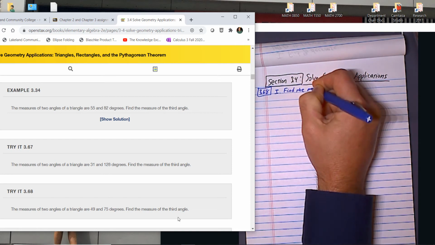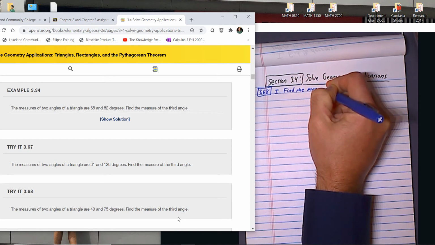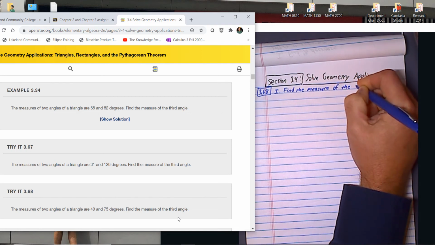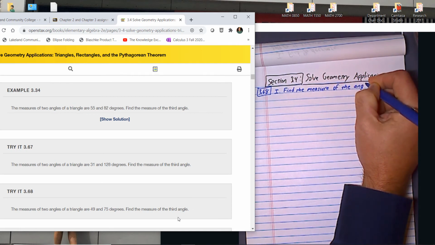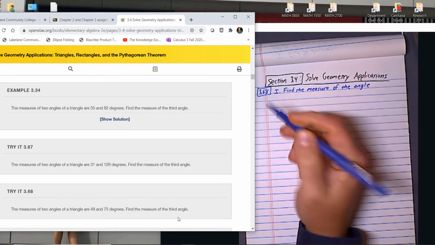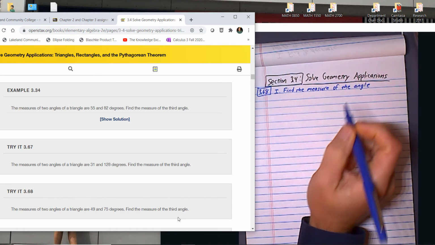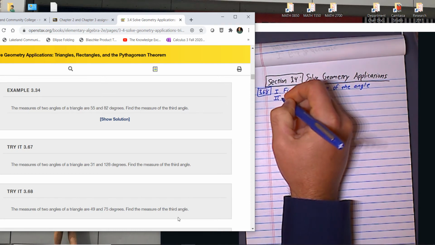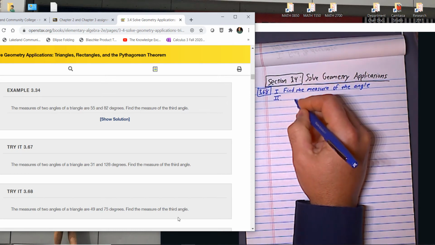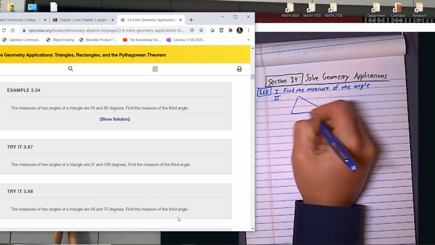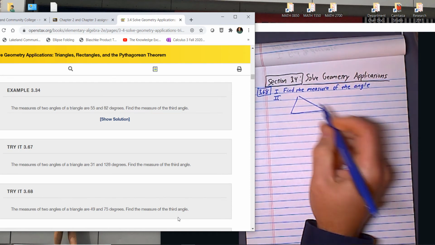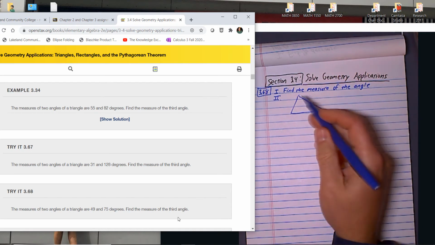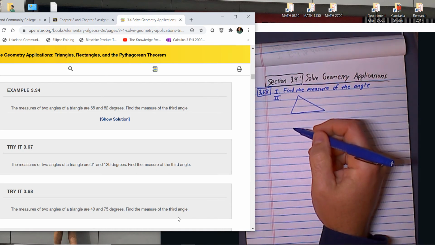And while I'm writing that down, recall that step 2 is going to be to define variables. A lot of times the way I've been doing step 2 is I'll write let x equals something. But I'm telling you that for a geometry application, a lot of times it's good to draw a picture. And what the heck, I'm going to draw a triangle. I don't know if that's what the triangle looks like. I mean, triangles can look very different, but they all have 3 sides and 3 angles.